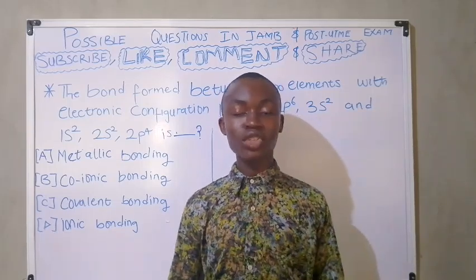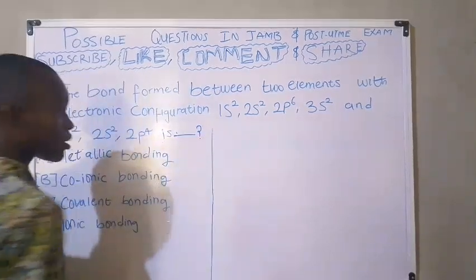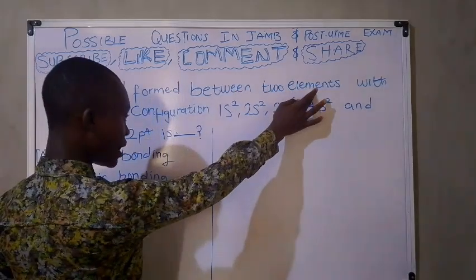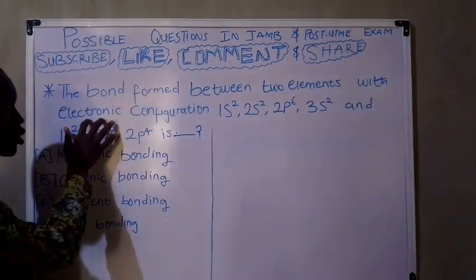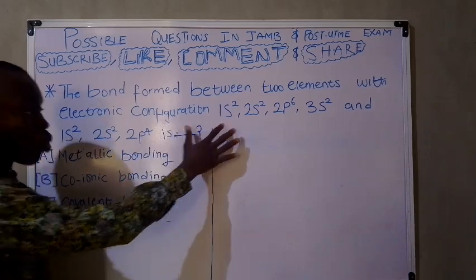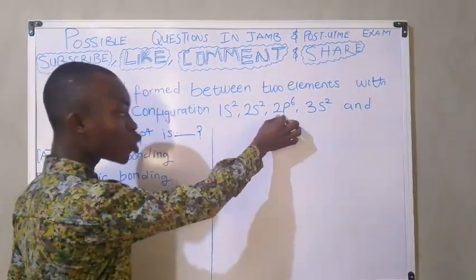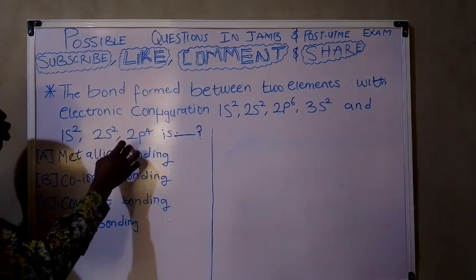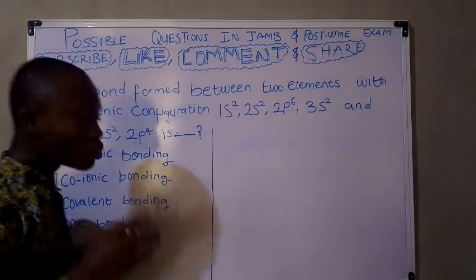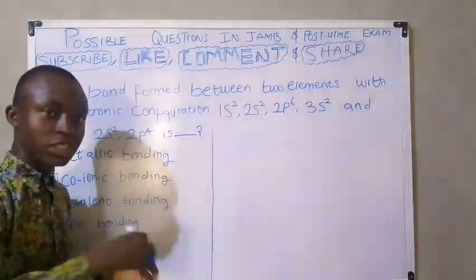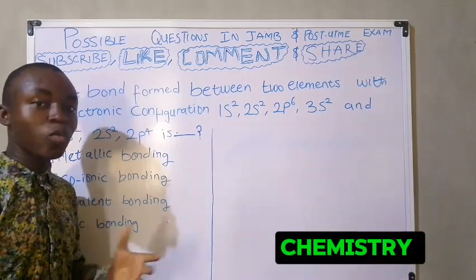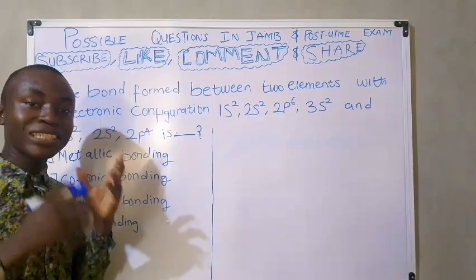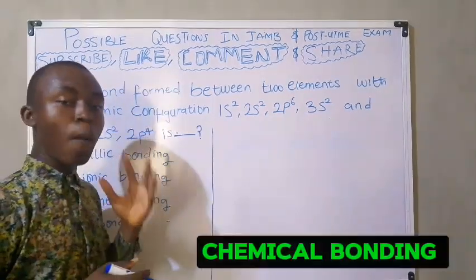Let's jump right into the work. Now we have the bond formed between two elements with electronic configuration 1s2, 2s2, 2p6, 3s2 and 1s2, 2s2, 2p4 is dash. It should be noted that this question is from a great topic in chemistry named chemical combination. To be specific, it is based on chemical bonding.